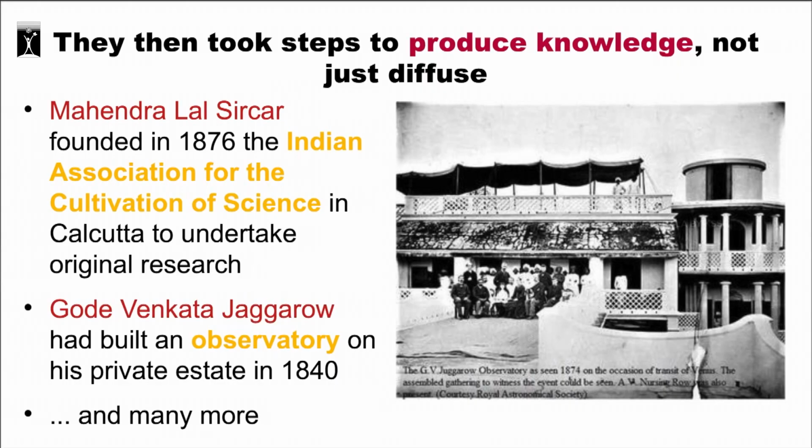Similarly, Jagga established an astronomical observatory in 1840 in Vijayanagaram, that is Vizag. Like this, there were a number of Indians who made the effort to establish organizations, institutions, and platforms where science research could take place.